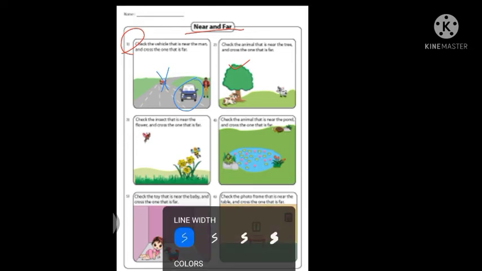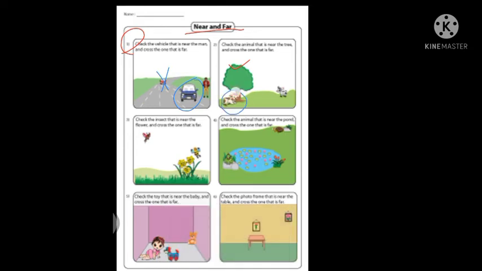So here you can clearly see that this one is very close to the tree. वो सबसे ज़्यादा नज़दीक है, nearer है, and this one is farther from the tree. So we have to circle it and we have to cross out it. Okay, now next picture.